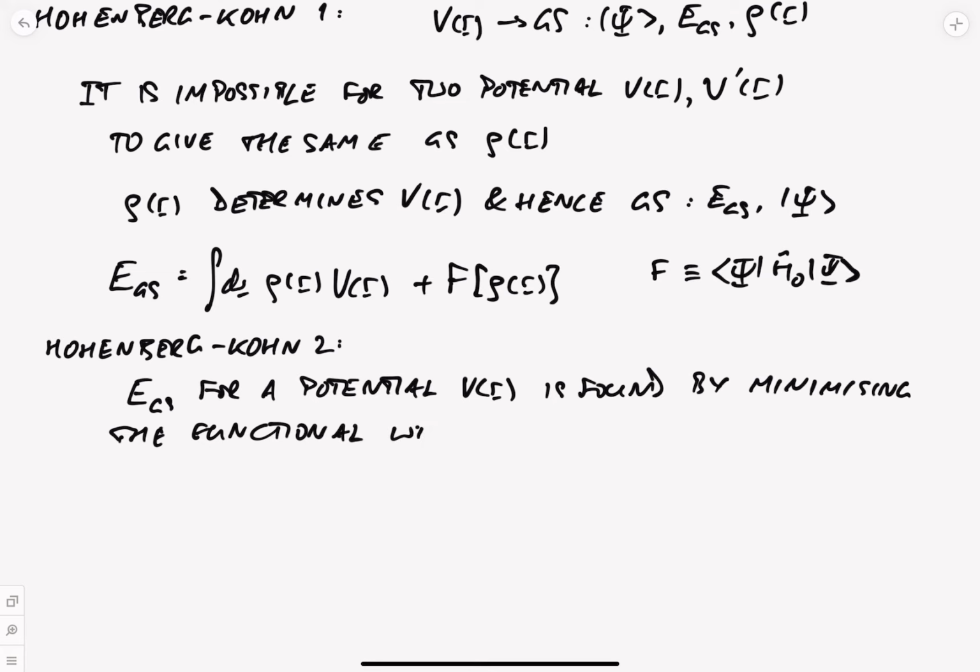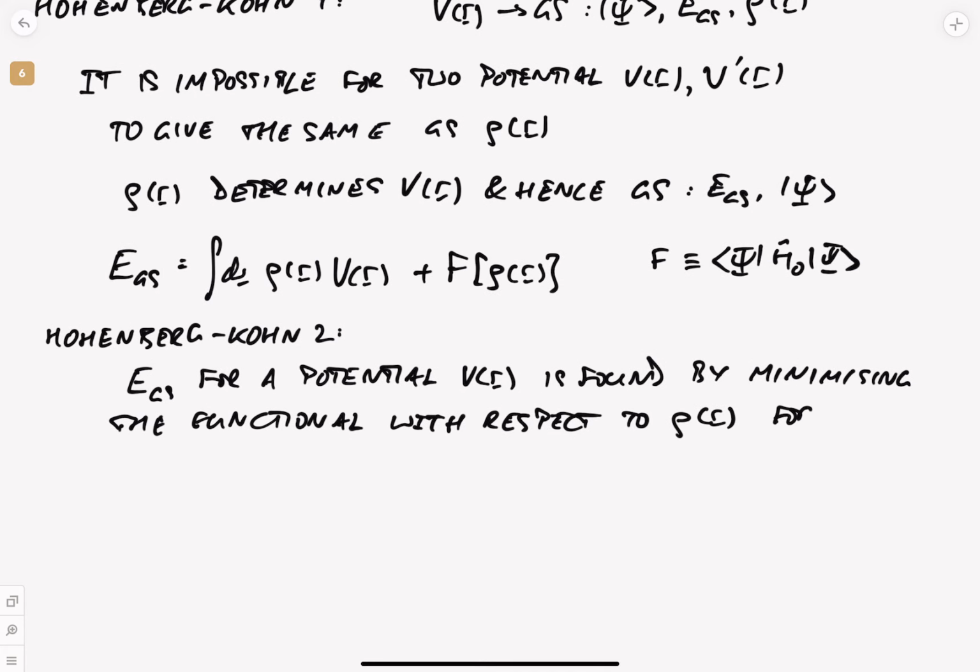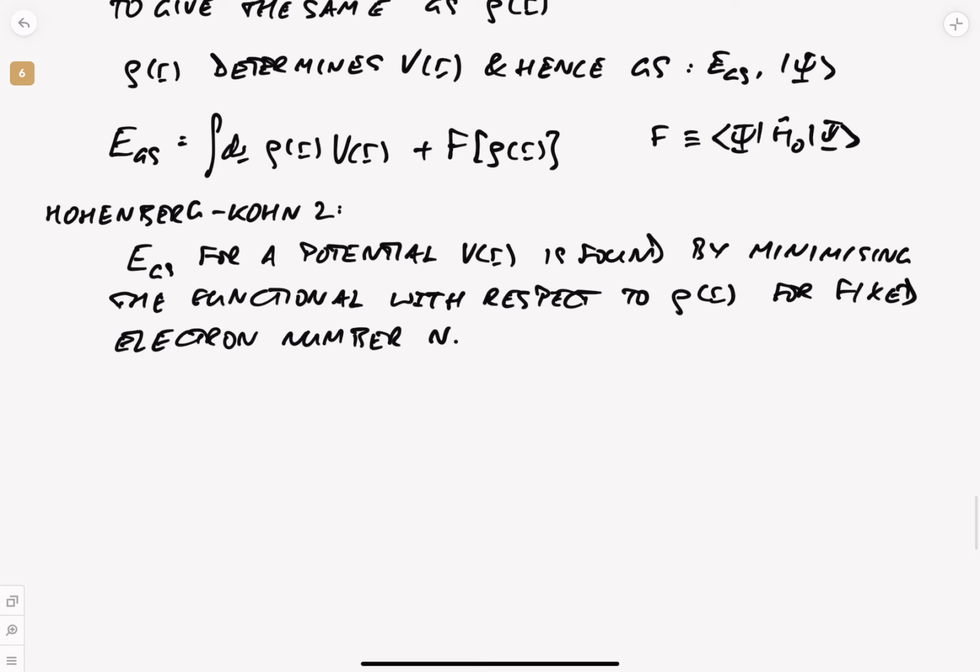with respect to rho, but also for fixed electron number. Now this is very familiar. It's exactly what we were asserting for the Thomas-Fermi theory, and again the result is proved in the notes, so I won't talk about it.